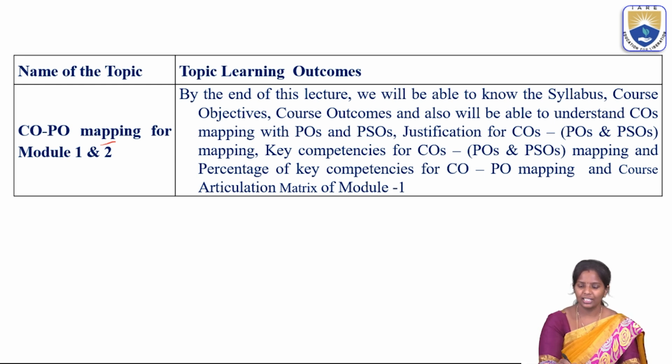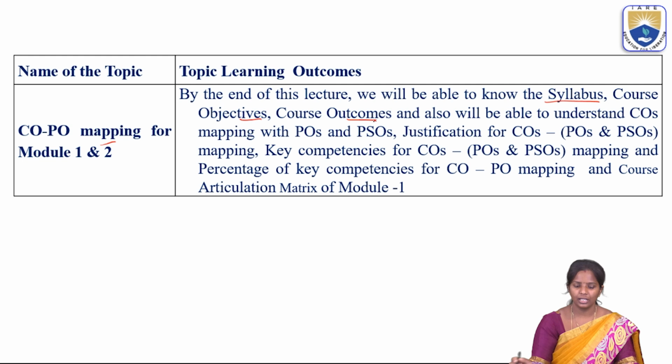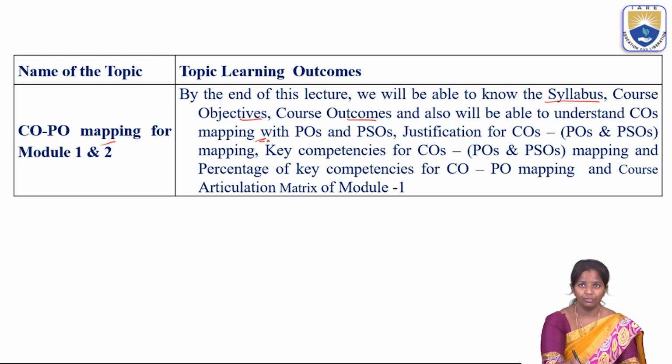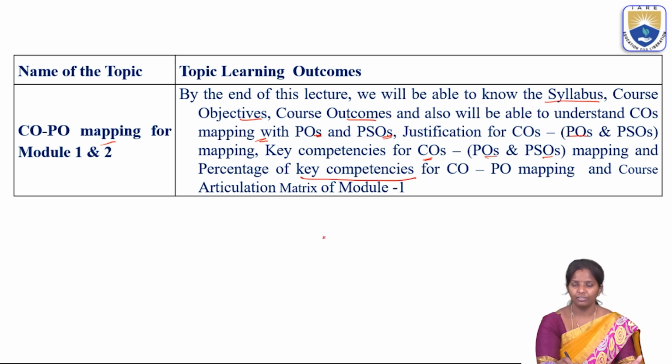By the end of this lecture, we will be able to understand what is the syllabus, course objectives, course outcomes, and also understand the course outcome mapping with POs and PSOs, the program specific objectives, specific outcomes, justification for COs with POs, and key competences for COs and POs and PSOs, mapping and percentage of key competences for CO-PO mapping and course articulation matrix of module.